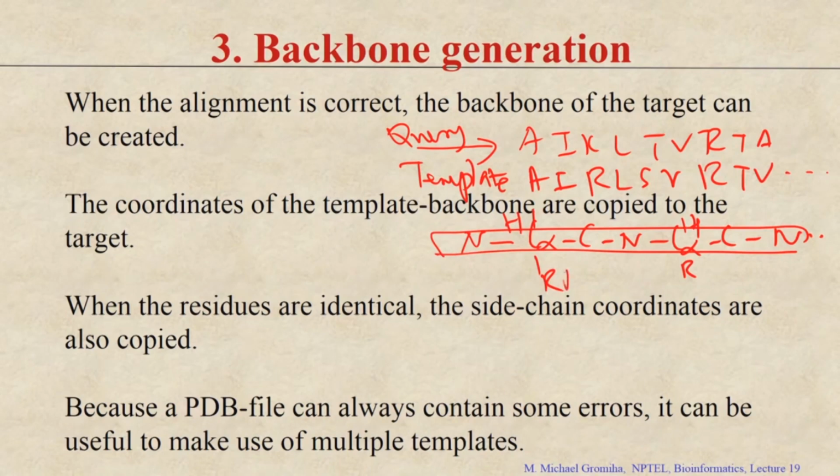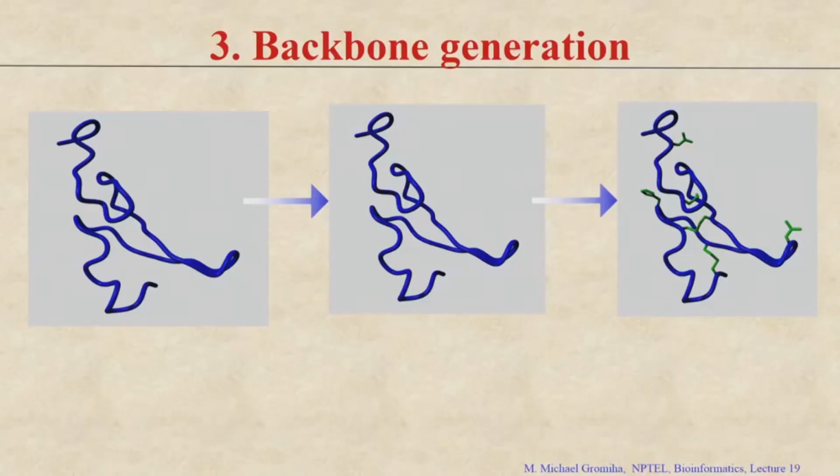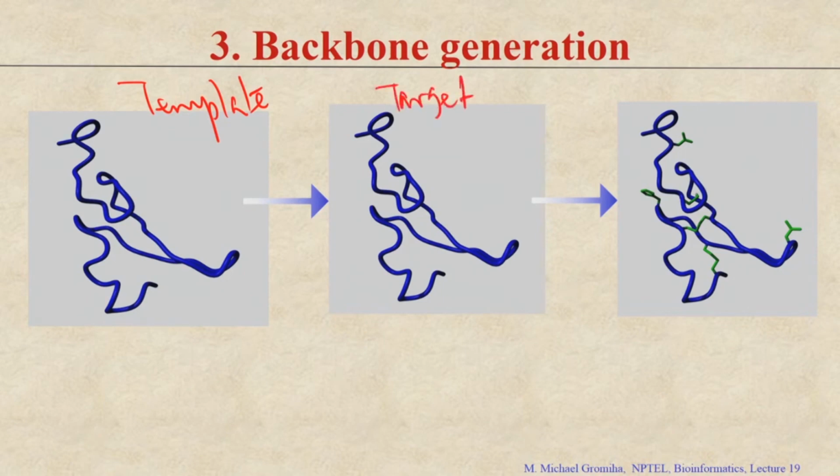Take the first one, you can see A, I and it goes on, and the second one A, I, R. So the backbone is the same. In this case you can just copy the backbone, and also in some cases the side chains are the same, so you can also copy the side chains. This is how you can generate the backbones. This is the backbone of the template. For your target you copy the same.